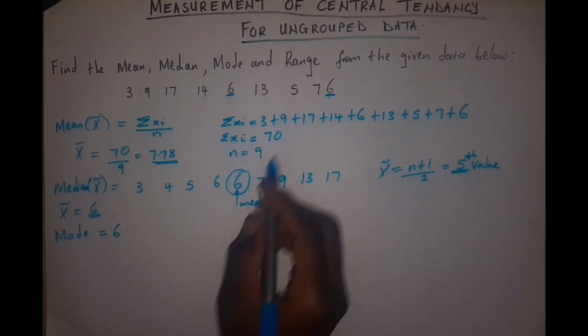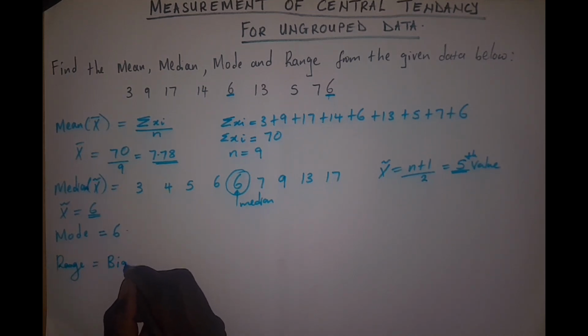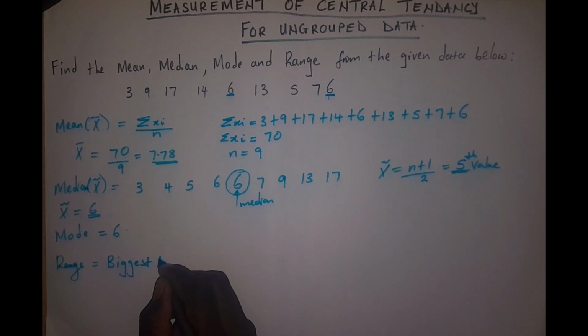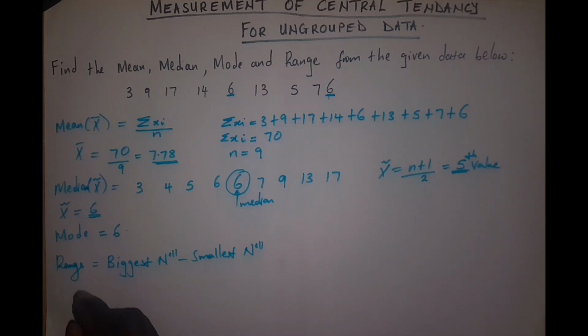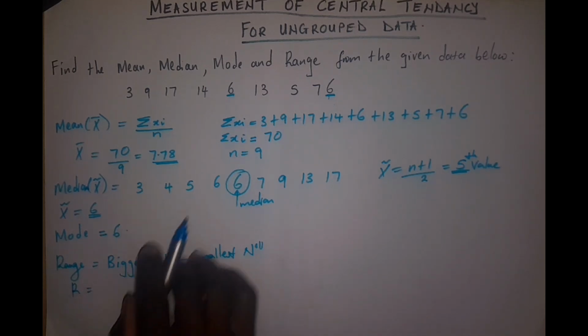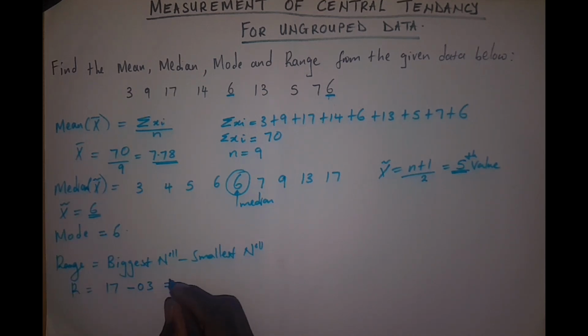And then lastly, we need to calculate the range. The range is equal to the biggest number minus the smallest number. It's going to be represented by the letter R. From the given data, the biggest number is 17 and our smallest number is 3. So our range is equal to 14.